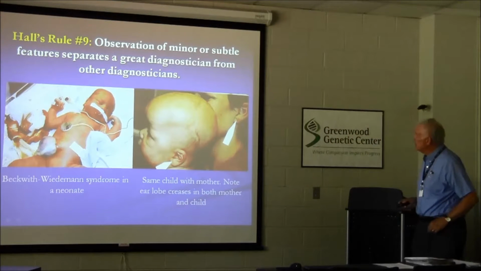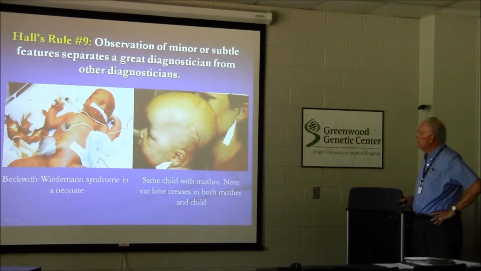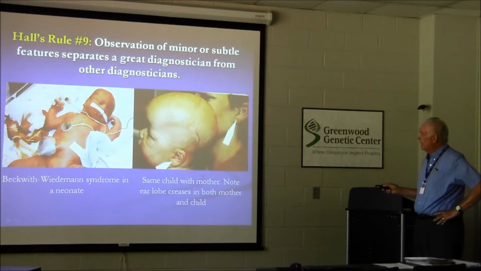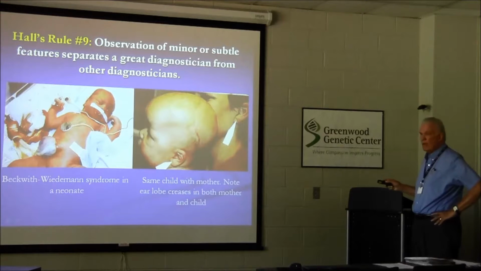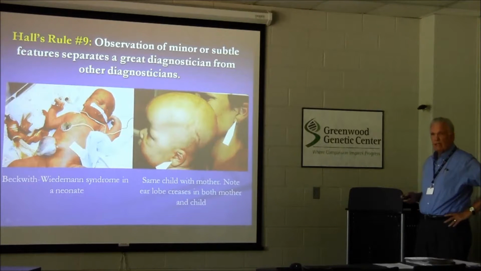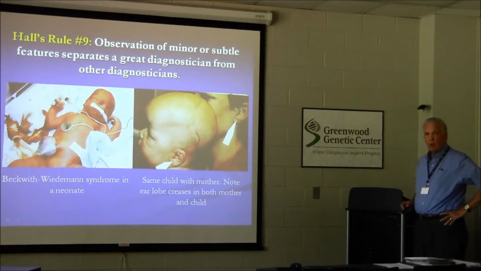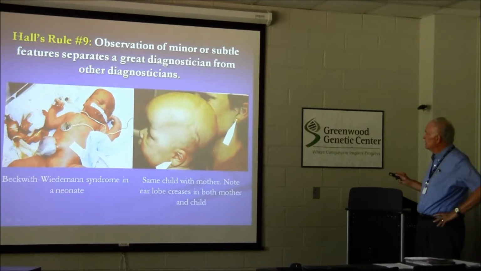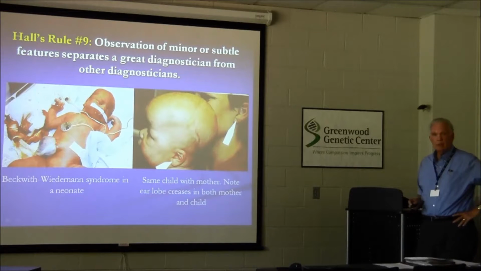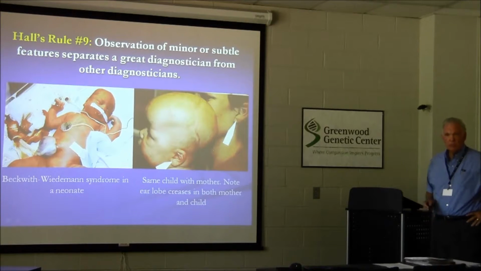Paul's rule number 9, observation of minor and subtle features separates, well, I've already done this, haven't I? Okay. The point here is that this is omphalocele and macroglossia. The patient presents like that, you're going to say Beckwith-Wiedemann syndrome. And he also had, this is the same patient, these creases on his earlobes. His mother, however, had no other features except this. She had a sister who had a child with Beckwith-Wiedemann syndrome.